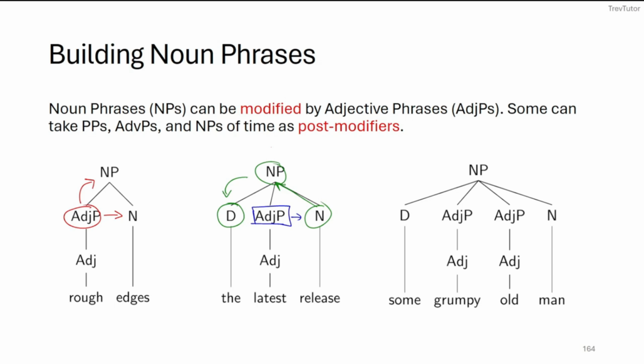There's nothing wrong with having multiple adjective phrases in a noun phrase as well. So in some grumpy old man, we see grumpy as an adjective phrase, we see old as an adjective phrase, and both of these are describing man, so they're going to be beside the noun, or you could also think of it as directly underneath the noun phrase because the adjective phrase is modifying the noun.